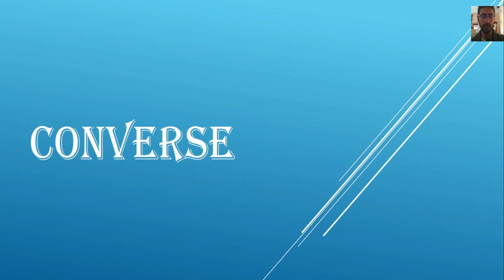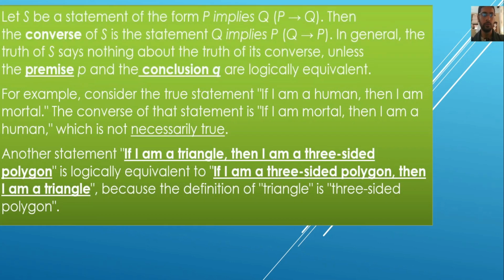So next to it is converse. Converse means the reverse of any statement. That one is called converse. So let S be a statement, P implies Q, then the converse of S is the statement Q implies P. In general, the truth of S says nothing about the truth of its converse unless the premise P and the conclusion Q are logically equivalent.